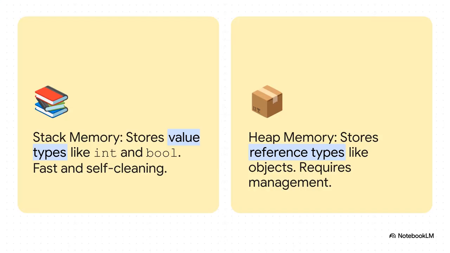So when we talk about memory, we're really talking about two main places, the stack and the heap. The stack is super organized, really fast, and it basically cleans itself. It's perfect for simple things like numbers or booleans. But the heap, well, the heap is where all your complex objects and strings live. It's much more flexible, but it can get really messy really fast. And if you're not careful, you can leave old, unused objects lying around, wasting space.